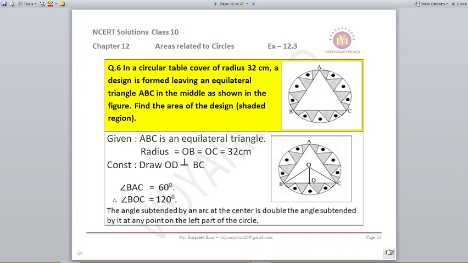Now here we are going to do a construction. We are drawing OD perpendicular to BC. Since ABC is an equilateral triangle, angle BAC formed is 60 degrees. That means angle BOC will be 120 degrees. You have already done this earlier in your 9th class. We know that the angle subtended by the arc at the center is double the angle subtended by it at any point on the remaining part of the circle. So if BAC is 60 degrees, angle BOC is 120 degrees.